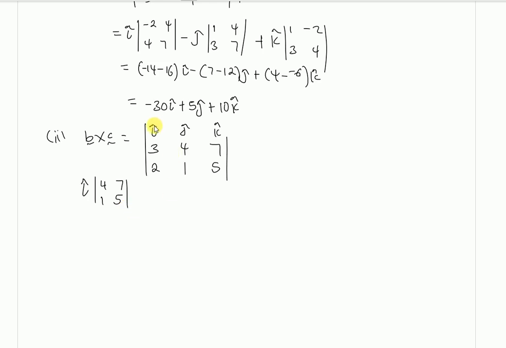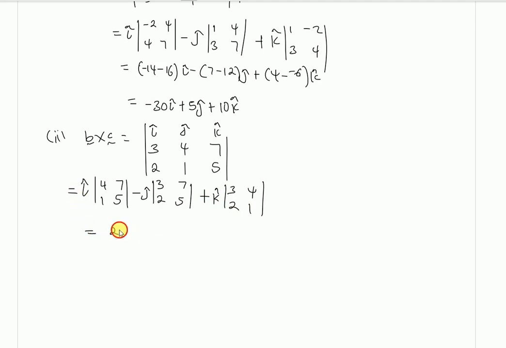I told you when you want to have i, cancel this and that, and what remains is this part. Forget about the column that contains that i. Don't consider it. Consider the rest. Then minus j. When you consider j, the column which contains it is the one you leave out. So you have 3, 2, 7, 5. When we come to k, leave out the column containing k. Have 3, 4, 2, 1. And there you are.